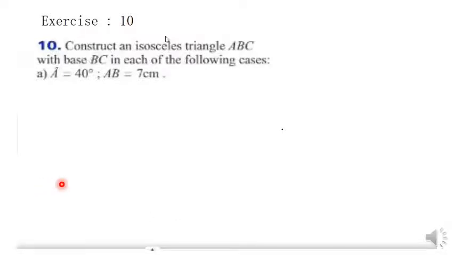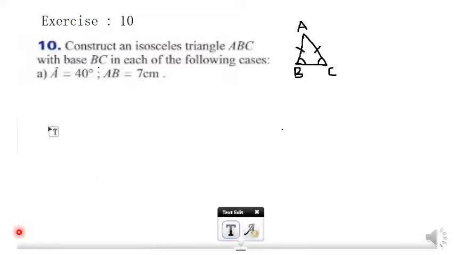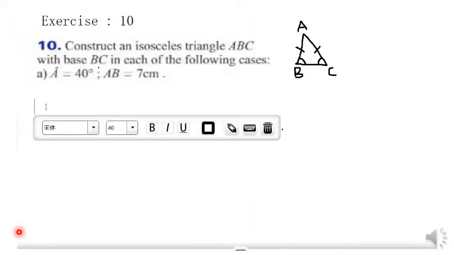Construct an isosceles triangle ABC with base BC, with angle A equal to 40 degrees and AB 7 centimeters. Let's draw a sketch. This is triangle ABC with the main vertex A and the base BC. The base is BC, then AB is equal to AC. It has two equal sides and two equal base angles, which are B and C. Let's look at the given. There is one missing element. A is 40 degrees, AB is 7.